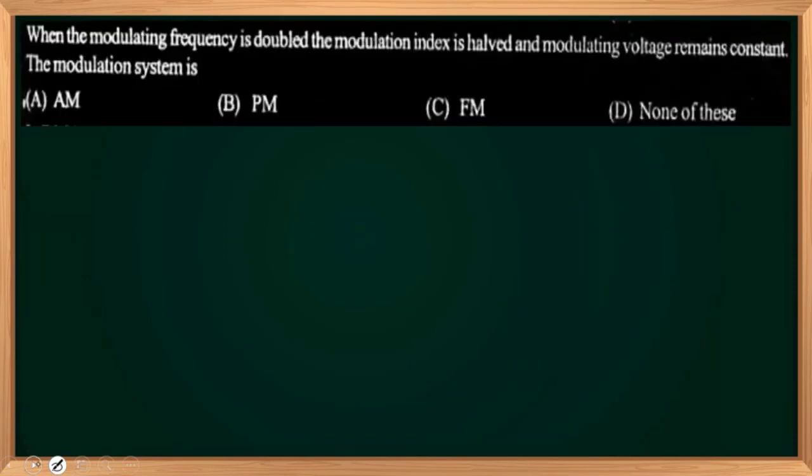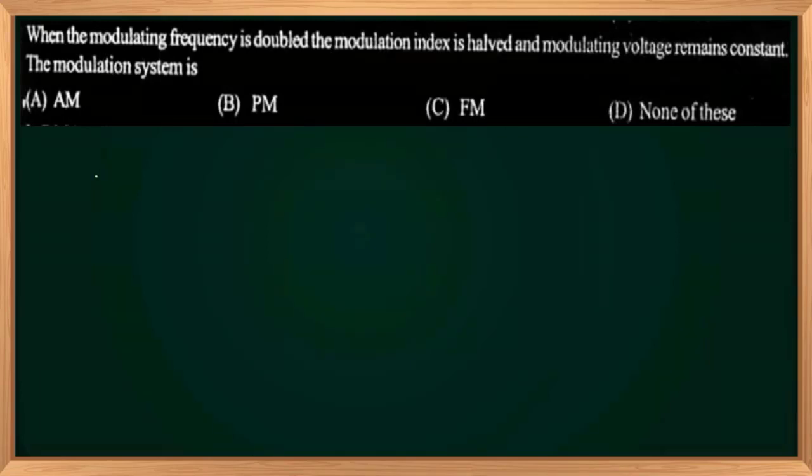Okay, next question. When the modulating frequency is doubled, the modulation index is halved and the modulating voltage remains constant. So which is the correct option? Yes, Chetna, that's the right answer. Option C is the right answer. How did you get that answer?